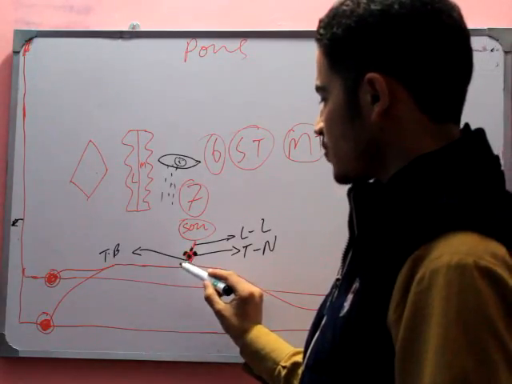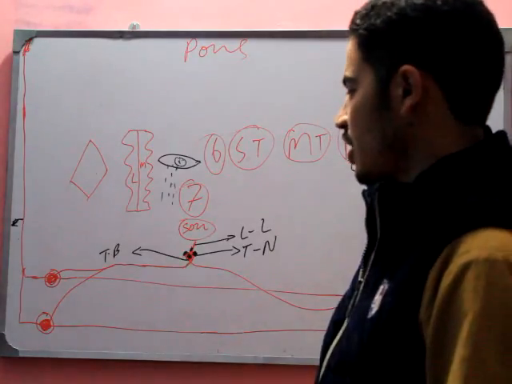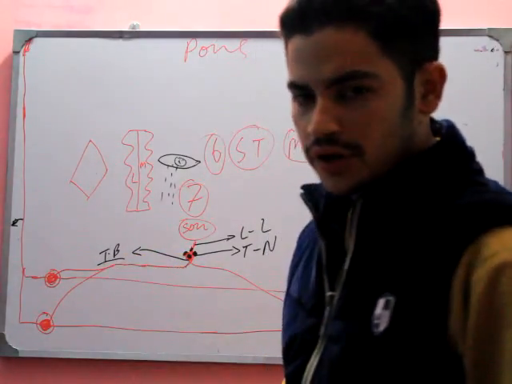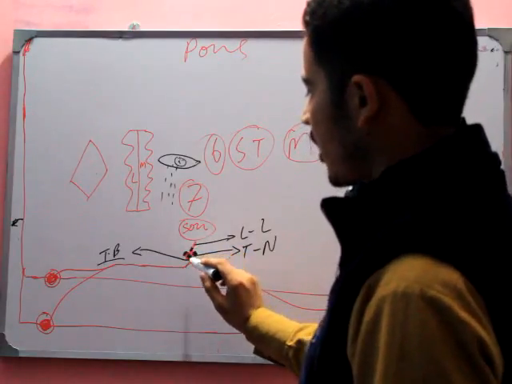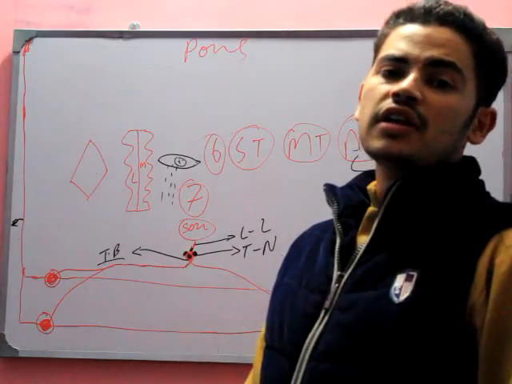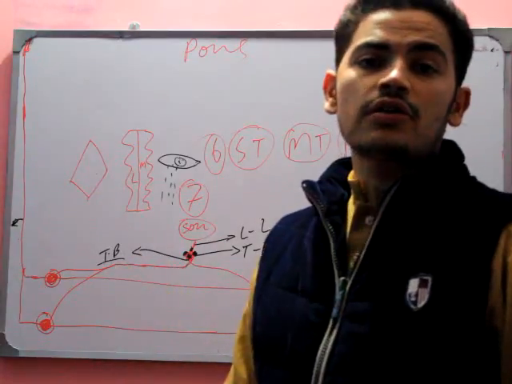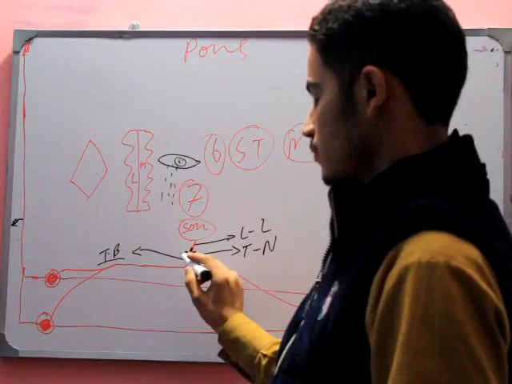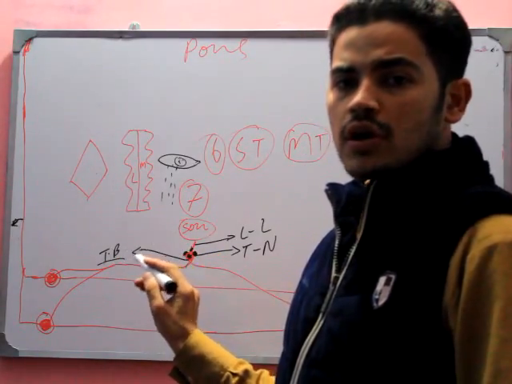The crossing spot of your cochlear fibers is called the trapezoid body. Trapezoid body. And the nuclei present at the spot of crossing of these cochlear fibers are trapezoid nuclei. These nuclei at the spot of the trapezoid body are called trapezoid nuclei.